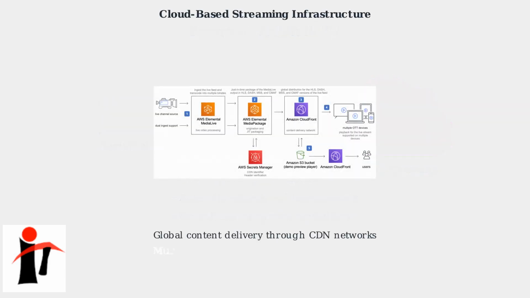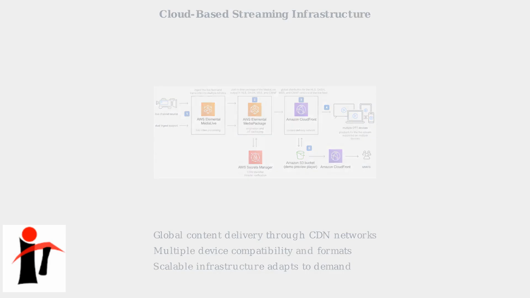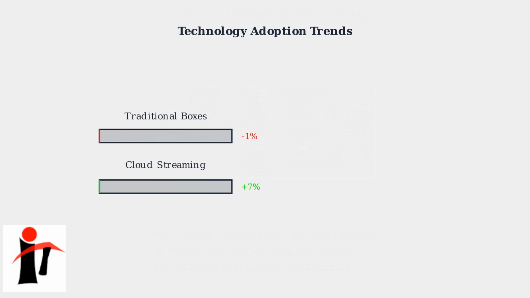Modern streaming infrastructure uses cloud services like AWS to deliver content globally. This architecture provides scalable, reliable service that adapts to demand and delivers high-quality video to multiple devices simultaneously. Industry data shows that streaming adoption is accelerating rapidly. Traditional set-top box usage is declining by 15 to 20% annually, while cloud-based solutions are experiencing exponential growth.